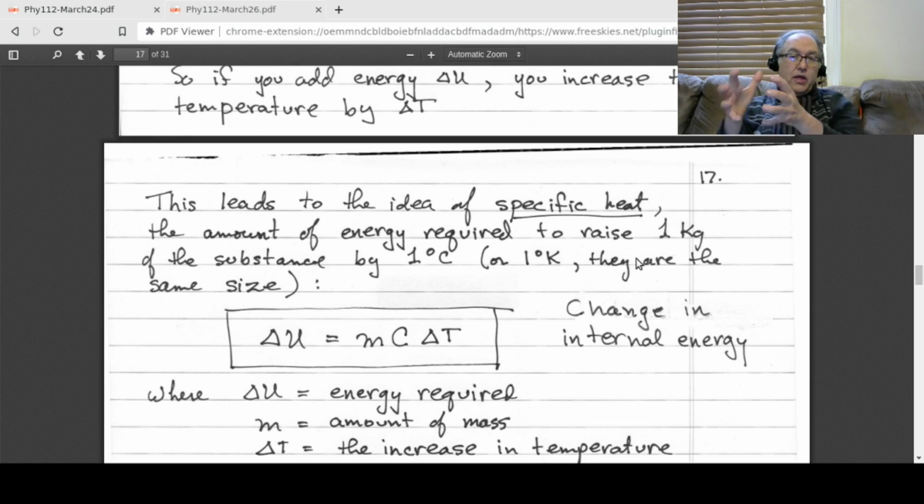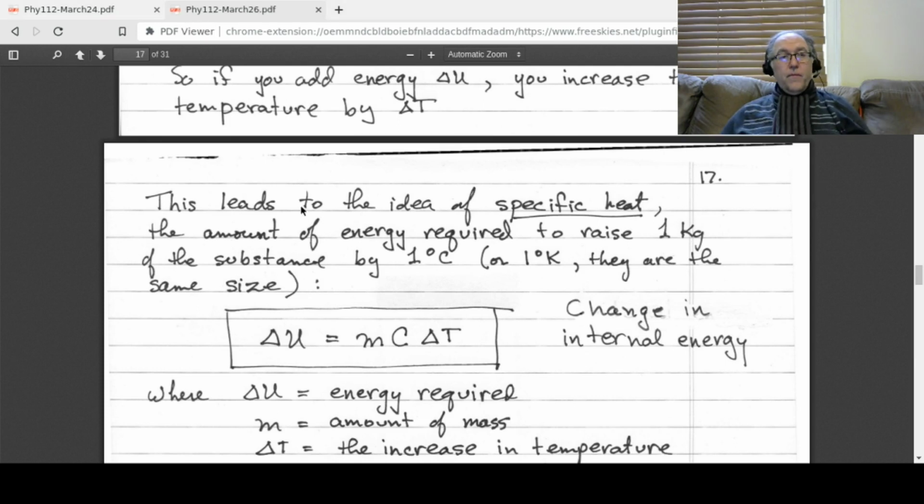So I've got 1 kilogram of this material. I'm going to give some energy to it, or do some work on it, or something. I'm going to get some energy into this. How many joules of energy do I have to add such that that 1 kilogram goes from, say, 20 degrees Celsius to 21 degrees Celsius? The amount of energy it takes to increase 1 kilogram of the material by 1 degree Celsius, or 1 Kelvin degree because they're the same size, is equal to the specific heat.